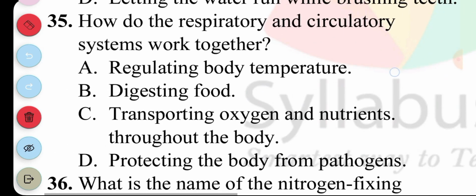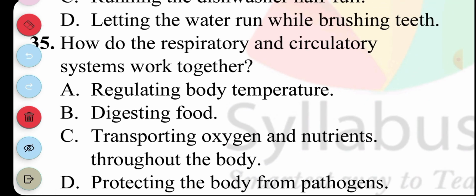35. How do the respiratory and circulatory systems work together? A. Regulating body temperature. B. Digesting food. C. Transporting oxygen and nutrients throughout the body. D. Protecting the body from pathogens. Question 35. The answer is C. Transporting oxygen and nutrients throughout the body.